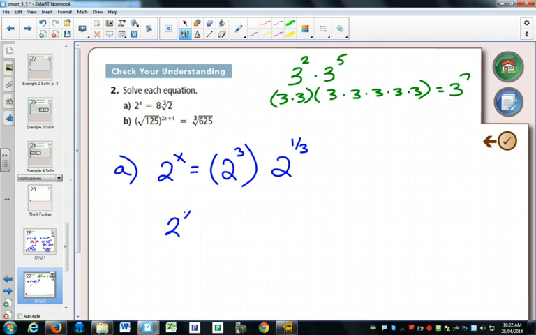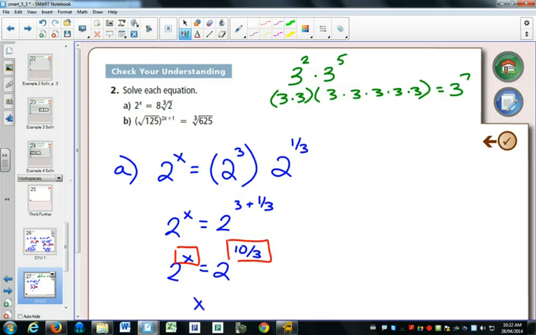We just have 2 to the x equals 2 to the 3 plus 1/3. And then you have adding fractions, so you need a common denominator. 3 is the same as 9 over 3. So 9 over 3 plus 1 over 3 will be 10 over 3. And now we've got both sides as a single power with the same base. So the exponents have to be equal. And we're done.